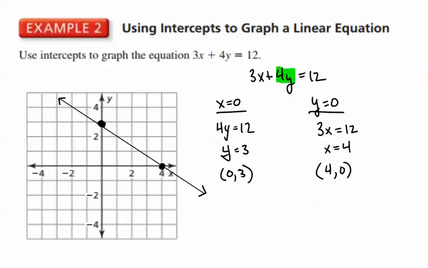We calculated the x and y intercepts by setting x equal to 0, solving for y, and y equal to 0, solving for x. We plotted those 2 points and we used a ruler to draw a straight line through them. Alright then, we'll pause here and we'll go on to some more examples.